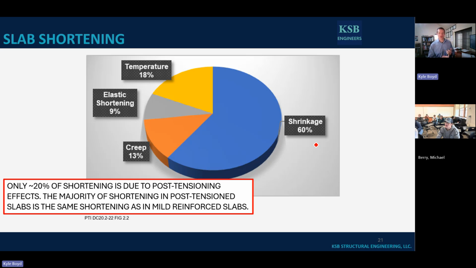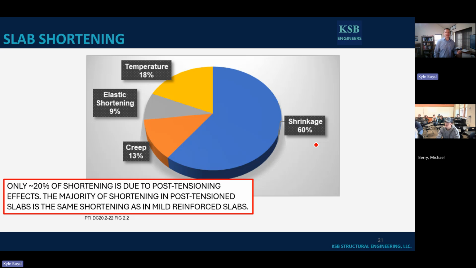The majority of your shortening is going to happen with shrinkage. That's a concrete material thing, so it doesn't care whether it's post-tensioned or mild. If you have a mild slab, this same thing is going to happen. 60% is going to move from shrinkage, 18% from temperature, which again doesn't care, and then 9% and 13% from elastic shortening and creep in this particular example.